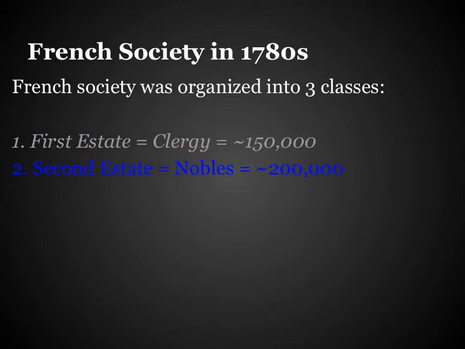The Second Estate was France's nobility, including the royal family, and they numbered around 200,000. While the nobles, as a group, tended to control the political situation in France, only some of France's nobles were politically powerful, and that's thanks in part to the work of Louis XIV in the previous century. In the France of the 1780s, the majority of political power still lay with the king.